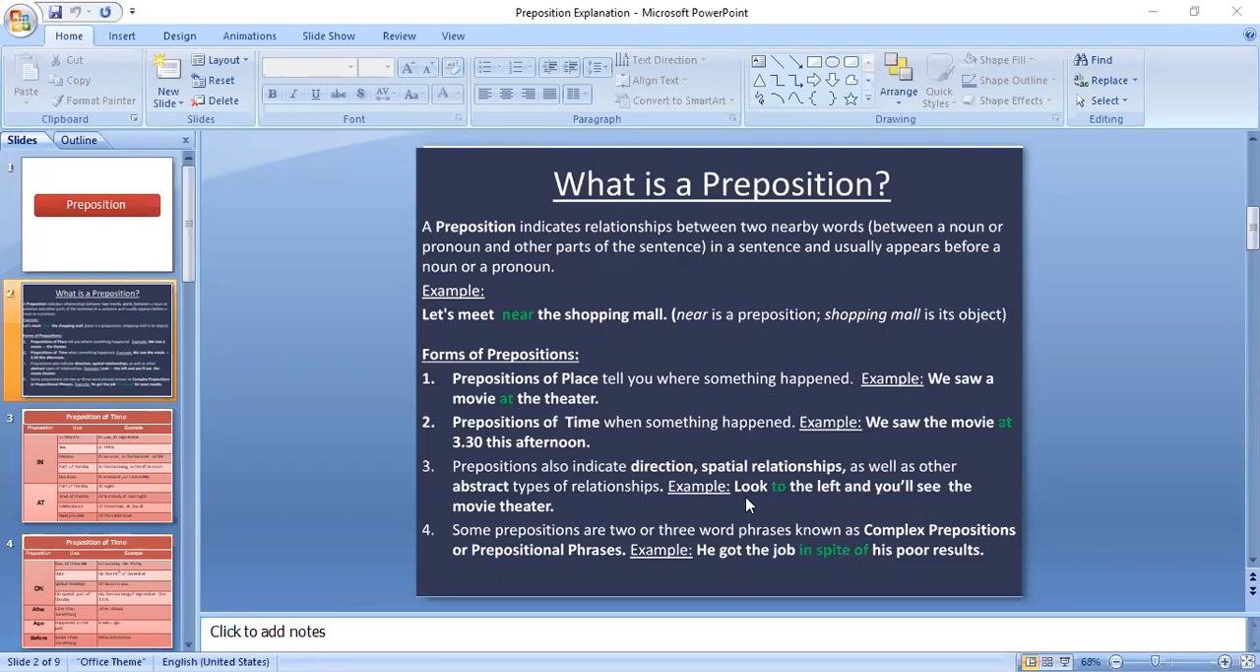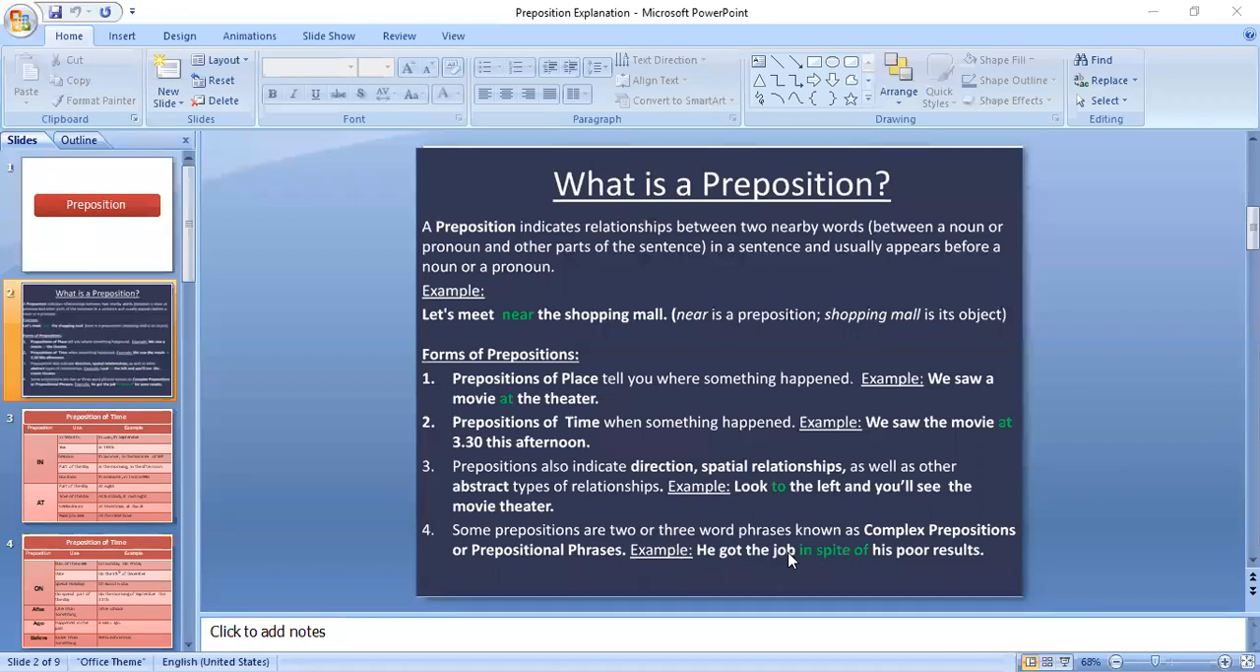Look to the left. To is the preposition here, and it is telling us about the direction. Some prepositions are two or three word phrases known as complex prepositions or prepositional phrases. You might have read in 8th class also that there are some prepositions which have more than one word. Two or three words are used in that, and it can be called a complex preposition or a prepositional phrase. Prepositions के साथ कोई phrase add कर दिया जाता है.